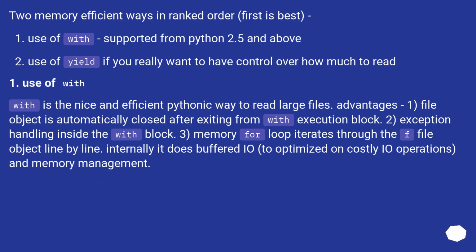Advantages: 1. The file object is automatically closed after exiting from the with execution block. 2. Exception handling inside the with block. 3. The memory for loop iterates through the f file object line by line. Internally it does buffered I/O, to optimize on costly I/O operations, and memory management.